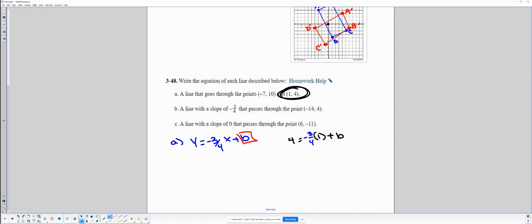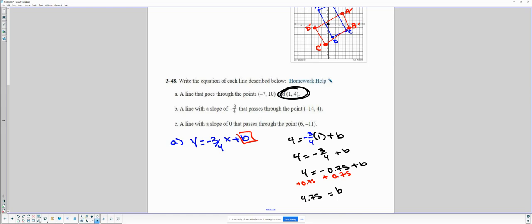Now you're going to do a little bit of math. So we have 4 equals, and negative 3/4 times 1 is just negative 3/4, plus b. If you don't like the negative 3/4, you can change it into a decimal. So you can go 4 equals negative 0.75 plus b, and a lot more people are comfortable with that. Then to solve for b, you add 0.75, the inverse operation. 4 plus 0.75, and everyone knows $4 plus 75 cents is $4.75. That's going to be equal to your b.